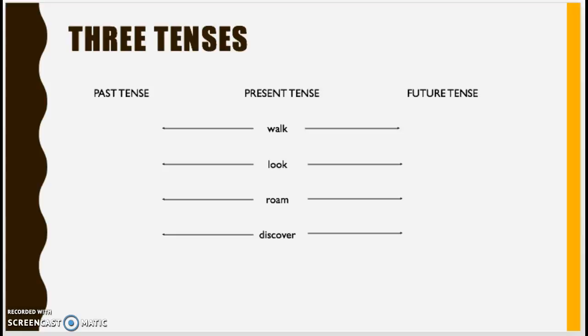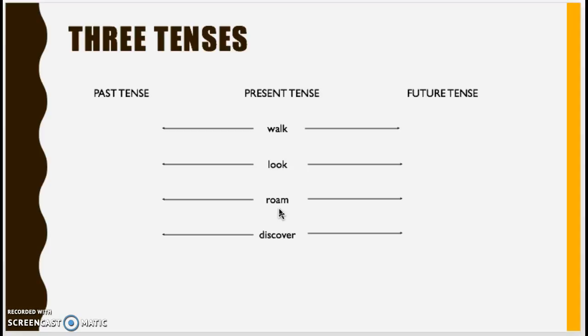Alright, so now that we reviewed what a verb is, it's something that we can do. You can see right here in front of you, I have 3 or 4 different verbs that you can do. You can walk, you can look, you can roam, or you can discover things, okay?